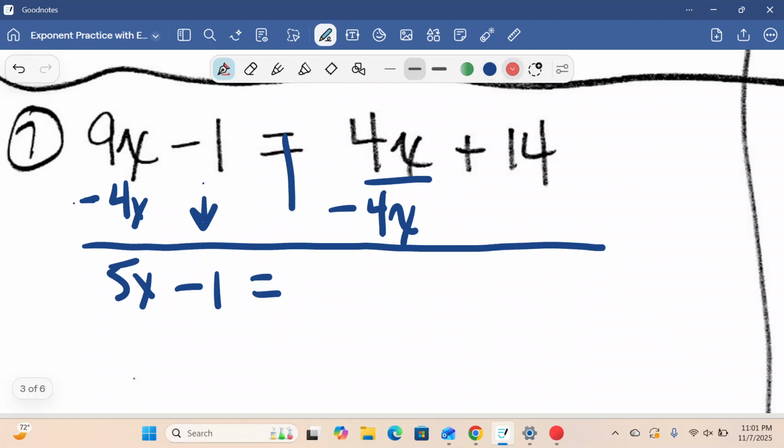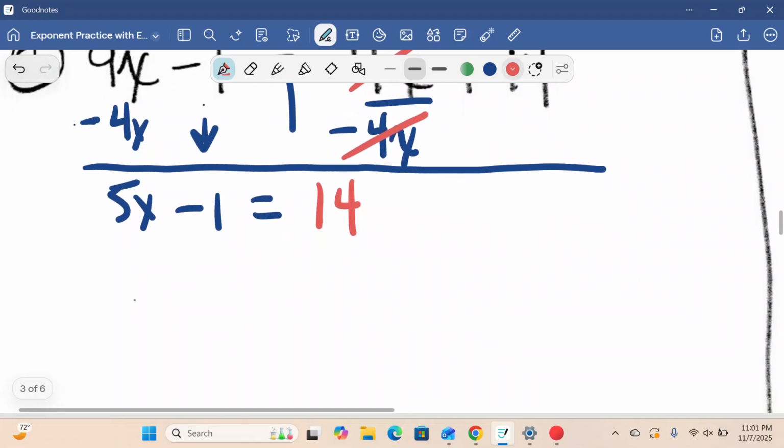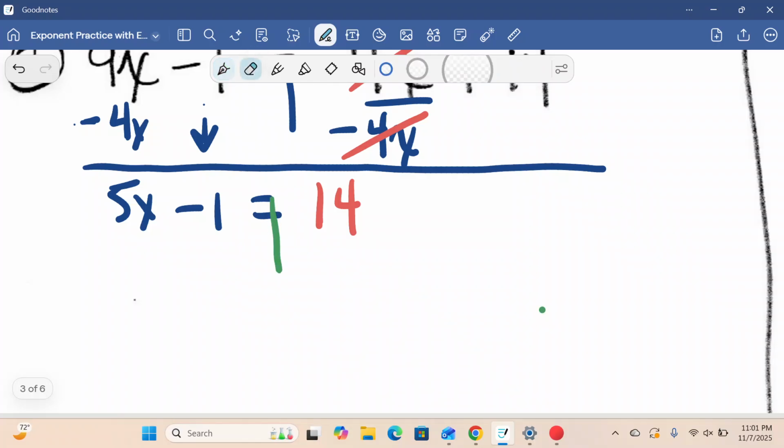You have a positive and a negative 4x, and that cancels out to 0. And then you have a 14 by itself. Okay, then the next step is 5x minus 1 equals 14. Then what I'm going to do in green is I have a simple equation. I'm going to draw my railroad track, erase the stray mark, draw my railroad track, and then I'm going to circle my 5x.